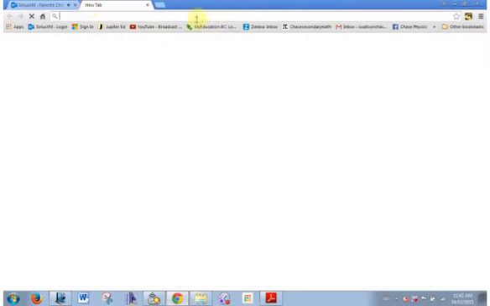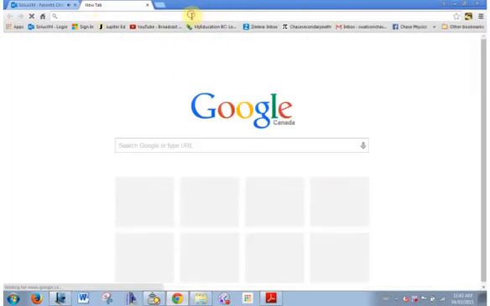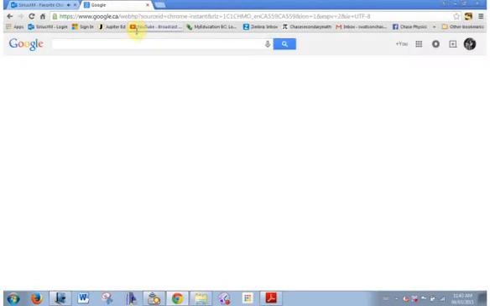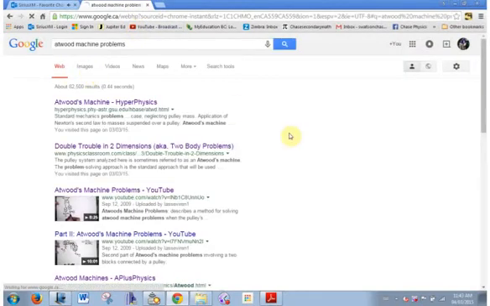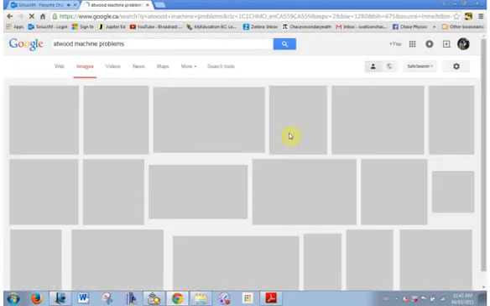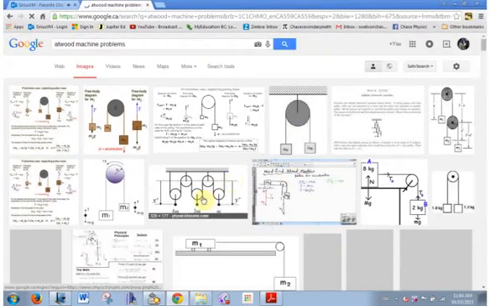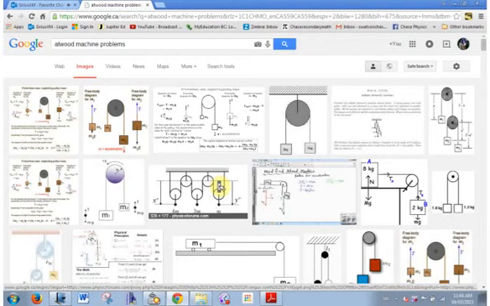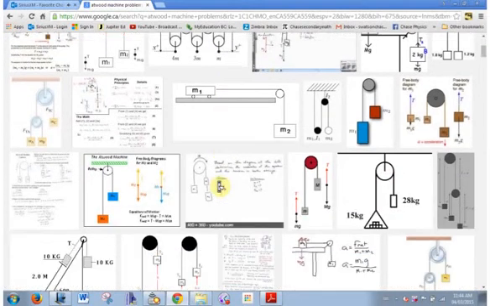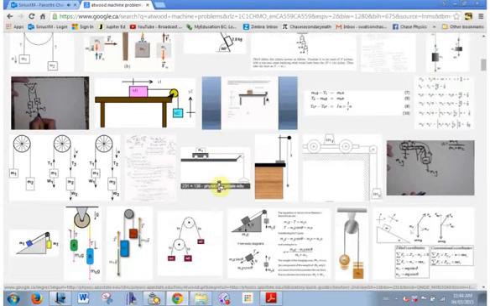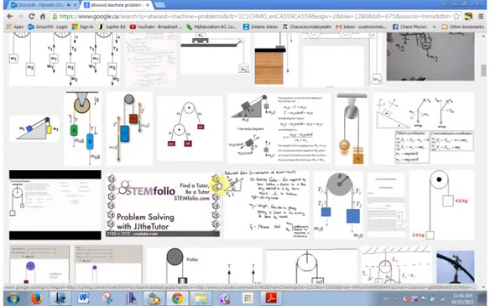Let's just put that in there. And I'm just going to Google search Atwood machines. So, I don't think I'm going to give you anything like that, so don't freak out. But when I search Atwood, that's what I get. So you think a pulley system was named after some dude named Atwood?